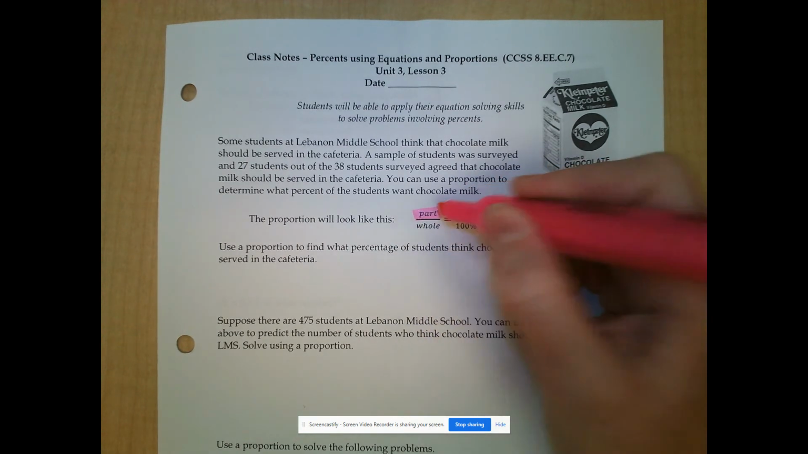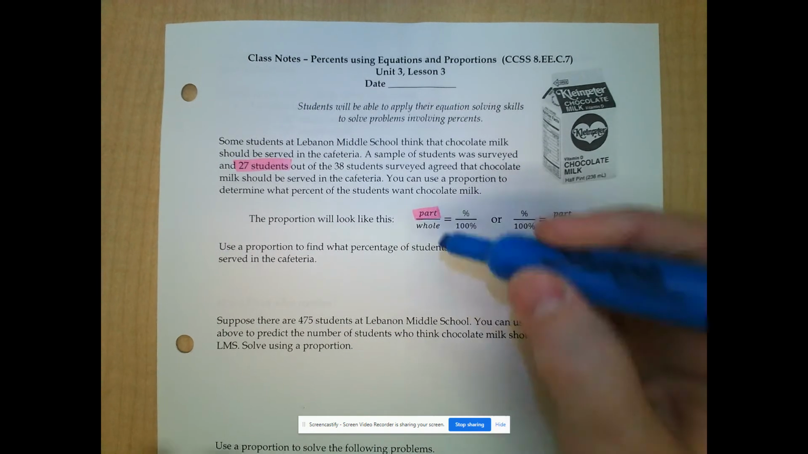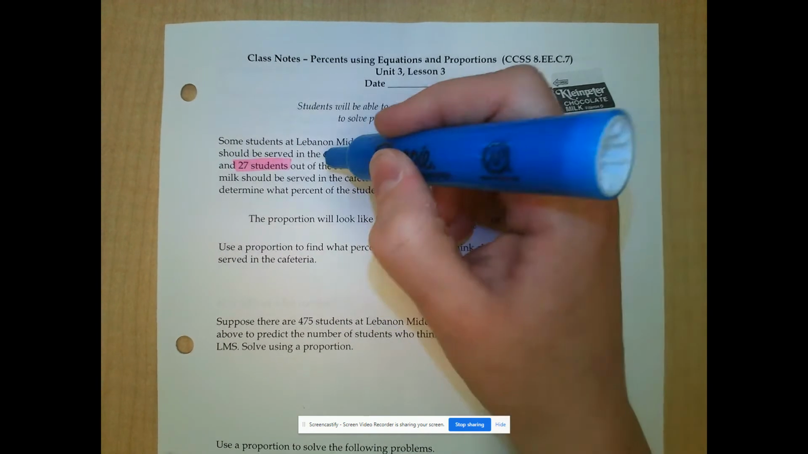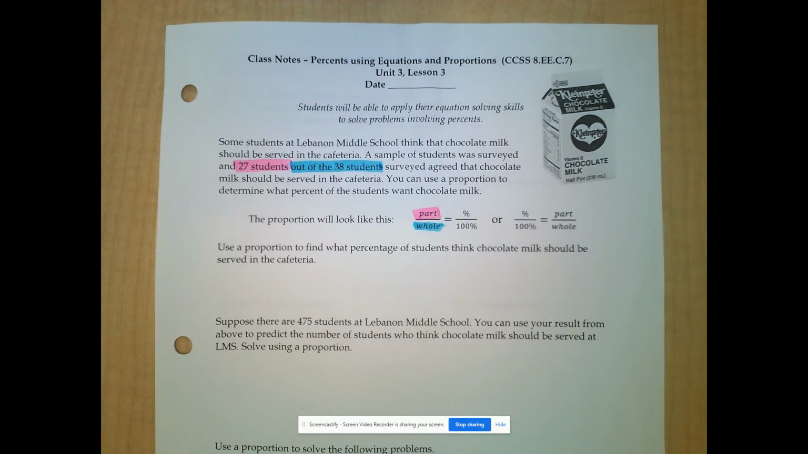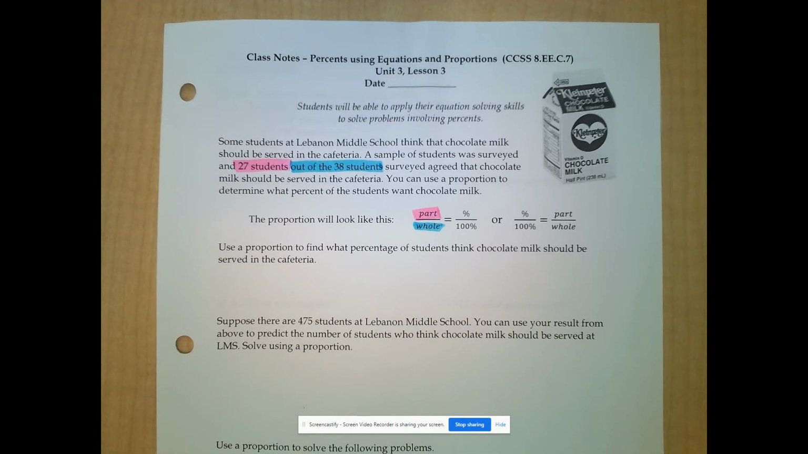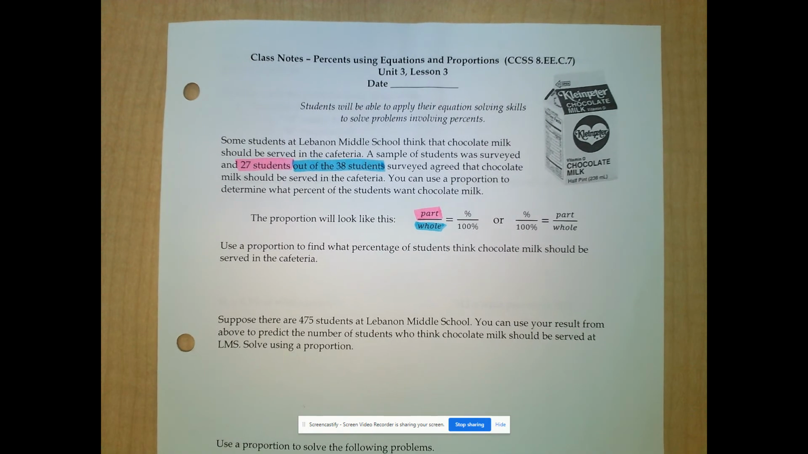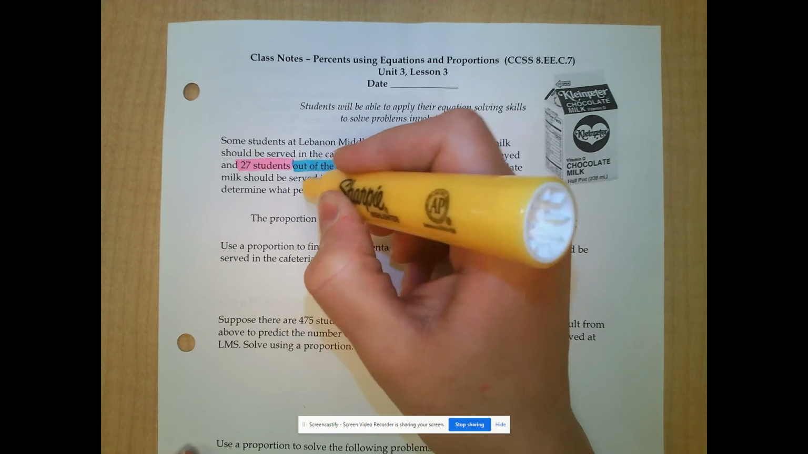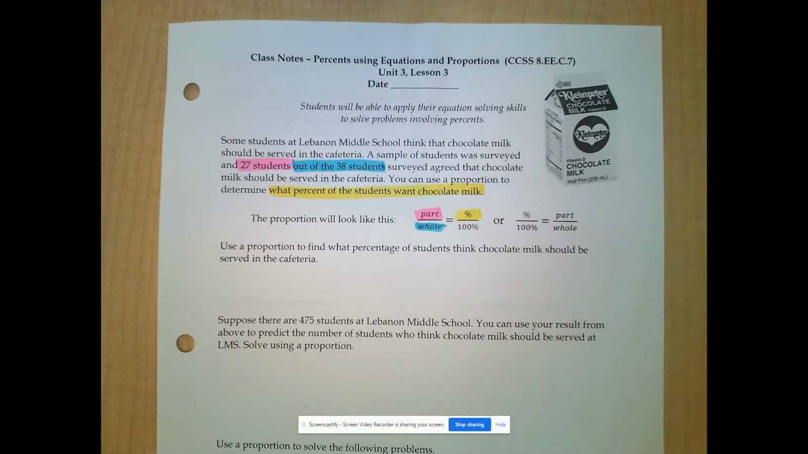So part is what part of the students said they wanted chocolate milk out of the whole group, which is out of 38 students. Now you'll notice that is one fraction in the proportion. 27 students out of 38, part over whole. Then you've also got one other piece that you can fill in, which is the percent. What percent of students want chocolate milk? Well, we don't know in this case. So that's where our variable is going to go.